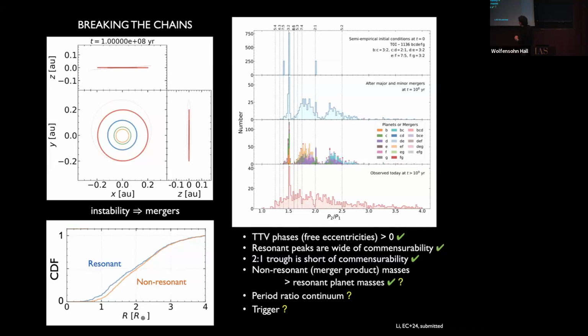Another feature I think that we're getting right is this divot. It's a little hard to see, even for me standing here. But here's the 2-to-1 peak. And just short of it, there's a deficit. See the deficit? There's a little dip in the population just short of the 2-to-1. People have worked on this for many years. But I think I understand where it comes from.